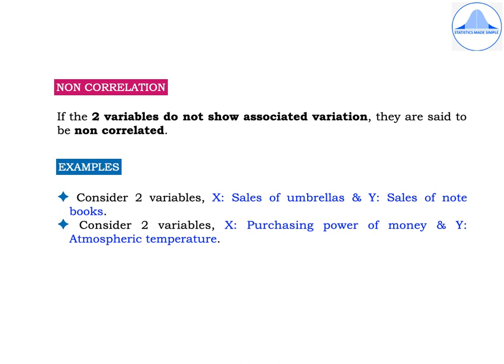What is non-correlation? If the two variables do not show associated variation, they are said to be non-correlated. For example, X denotes sales of umbrellas and Y denotes sales of notebooks. Similarly, X denotes purchasing power of money and Y denotes atmospheric temperature.